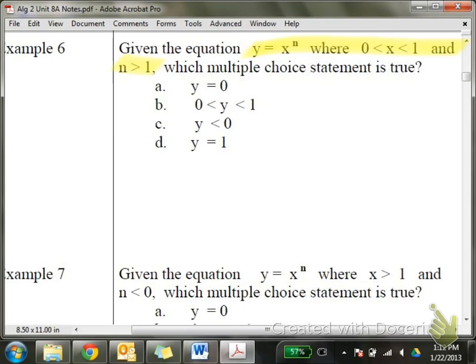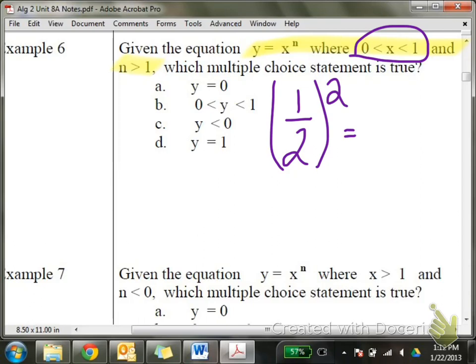What's something between? 1/2, right? Okay, so we have 1/2. That's going to be our x. Well, look at what we have. 0 is less than x, which is less than 1. So x has to be between 0 and 1. N has to be greater than 1. So what can we plug in for n? 2. What's 1/2 squared? 1/4. Okay, so if we got 1/4, where does our answer lie?